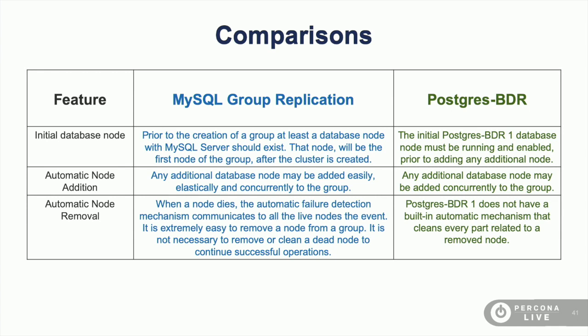And what about the creation of the group? In both cases, you need to have a node where Postgres or MySQL has been installed. You are going to create the group in both cases. When it comes to the additional nodes, all the nodes in both cases can be added concurrently. And when it comes to the automatic node removal, as I mentioned earlier, PostgreSQL does not have a built-in mechanism to completely clean the parts related to a node that dies. On MySQL group replication, you can run a simple command and remove the node.